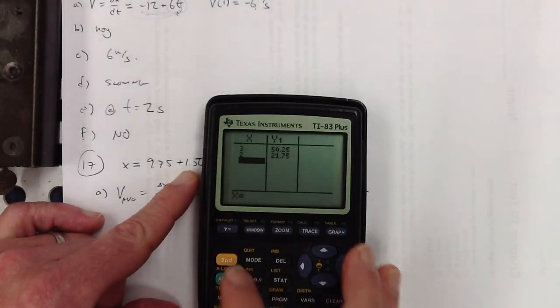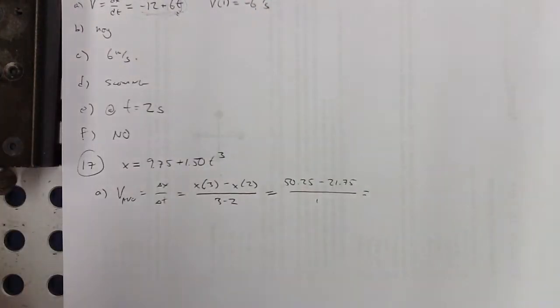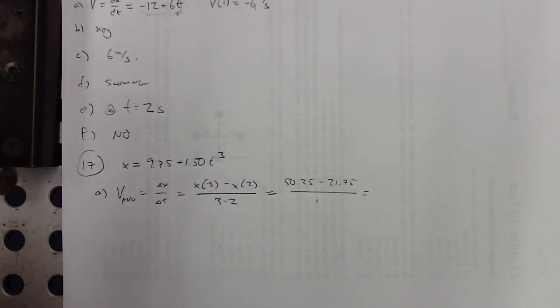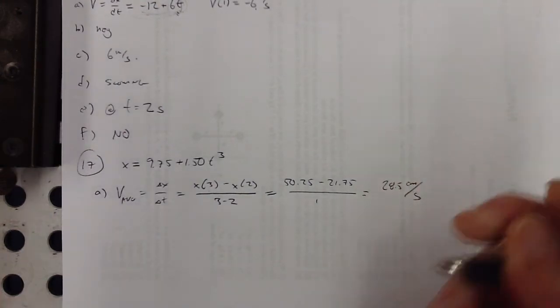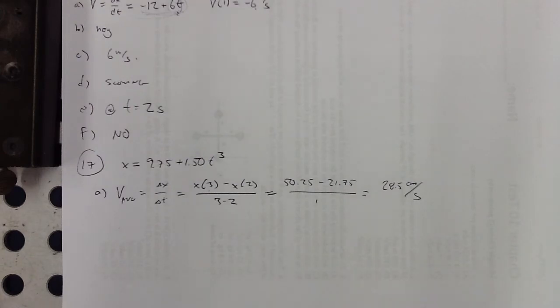And then do some math. 50.25. We could probably do that without a calculator, but it's in my hand. I mean, come on, give me a break. 28.5 centimeters per second. I did say it was centimeters.